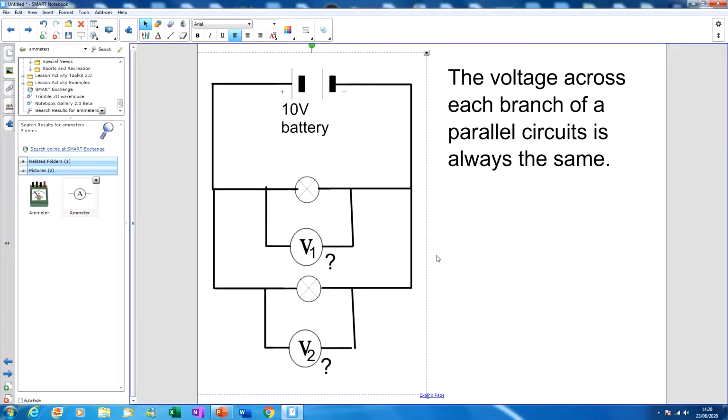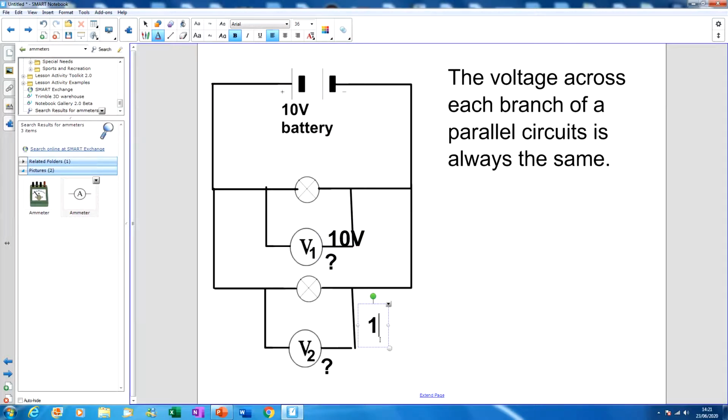So it's really easy, the rule here. The voltage across each branch in a parallel circuit is the same. So if you've got 10 volts across this first branch with the battery in, you must also have 10 volts across this branch. And you must also have 10 volts across this branch. So please pause the video and write that down. So in a parallel circuit, the voltage across each branch is always the same.